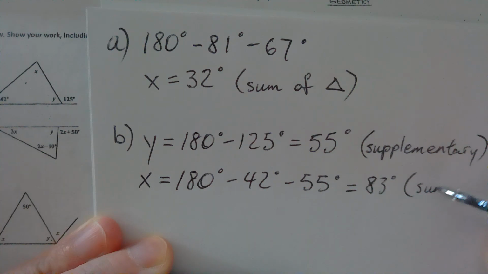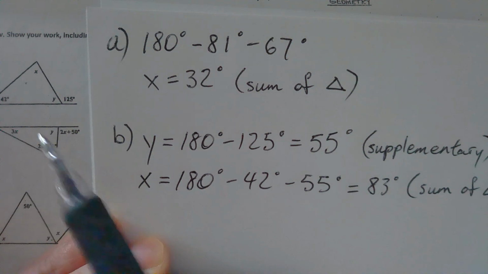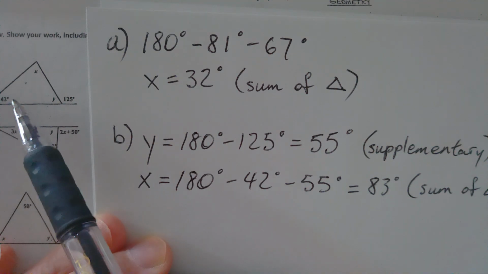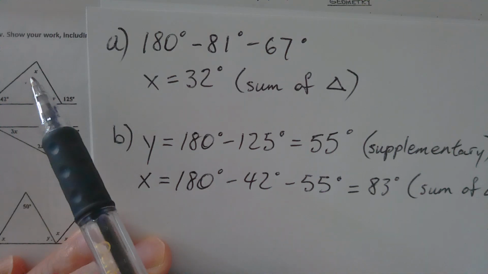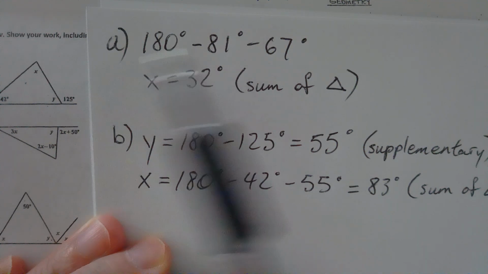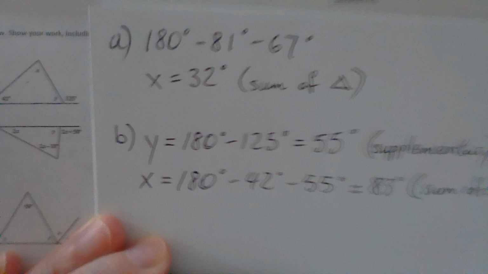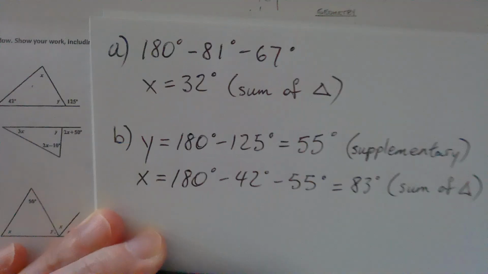Yep. I did 42 plus x equals 125. Yeah, perfect. I do prefer that because we just went over the exterior angle theorem. So you could do 42 plus x equals 125 and you'll get the same answer. So either one is good.